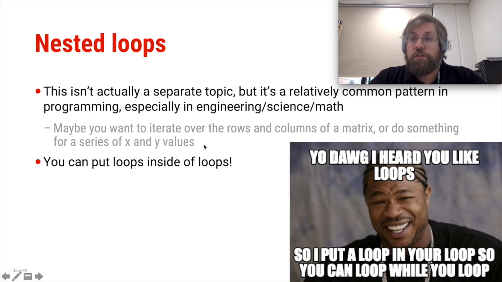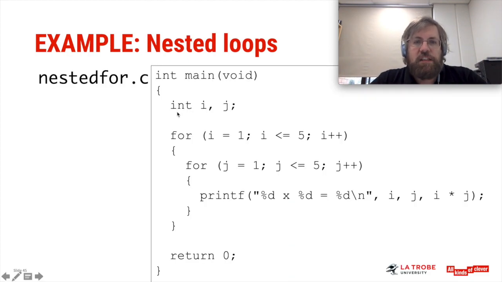So we have a nested for here. I've declared 2 variables, 2 integers, i and j. And for i equals 1, i is less than or equal to 5, i plus plus. And then the loop body of i is another loop. For j equals 1, j is less than or equal to 5, j plus plus. And then I print out all those values. So %d times %d equals %d. So i times j equals i times j. And I print that out each time through the loop. Okay?